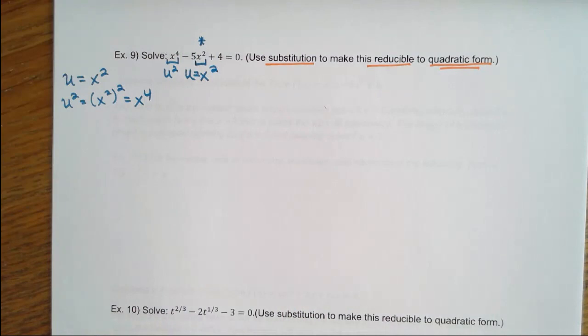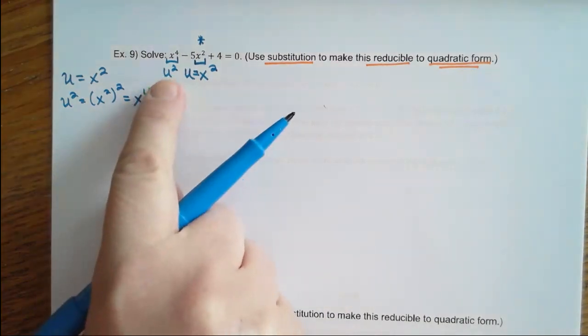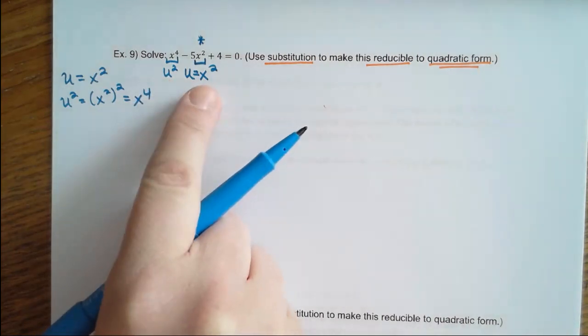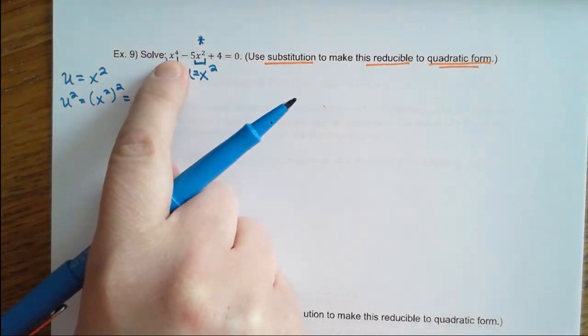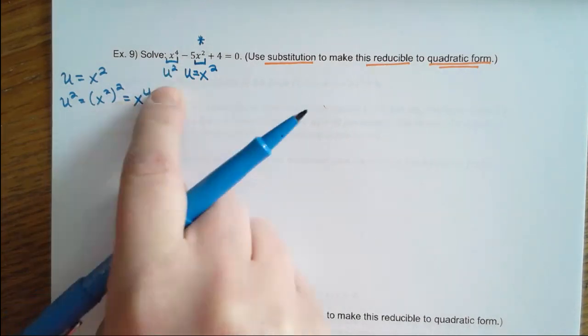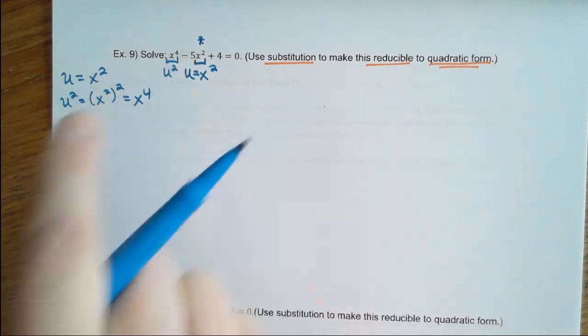So u is how we substitute. And then when you square it, you should get the leading piece. So that's how you can check that this actually is going to work. If for some reason your leading term here was x cubed instead, then this is not a good strategy. So both pieces have to match.